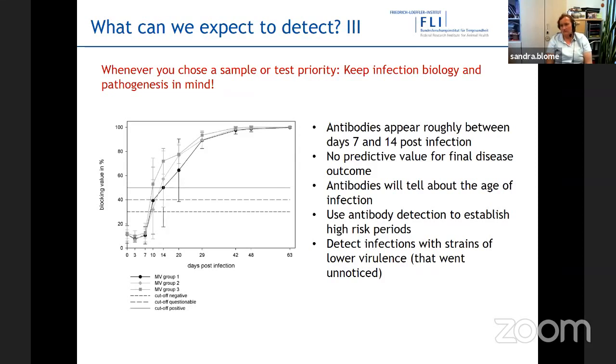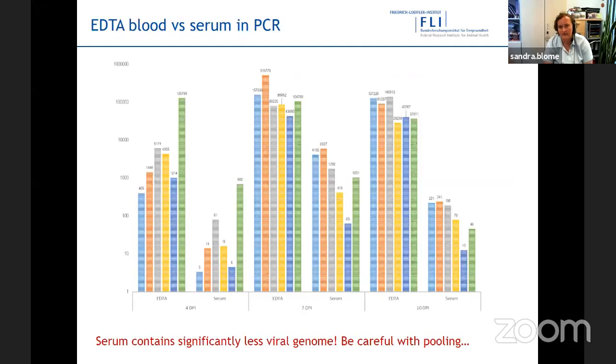And they can also detect infections with strains of lower virulence that probably even went unnoticed. Most of the cases that we have at the moment with genotype 2 strains are highly virulent cases. But still, you have seen these animals that were sick but were not showing too many signs. This kind of thing can go unnoticed, and in these cases, you will find antibodies.